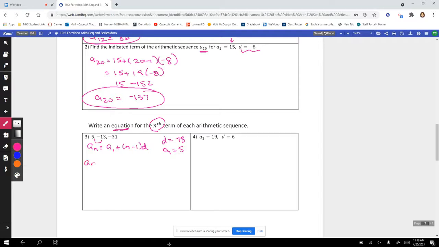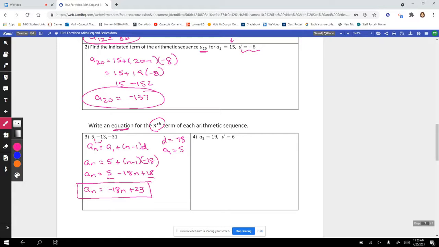So a sub n, because I don't know how many terms, is going to be 5 plus, and then again, I don't know how many terms, n minus 1, quantity times negative 18. All right, so let's see what happens here. I have a sub n is equal to 5 plus, that'll be minus 18n plus 18, right? Because this is actually multiplying. I'm going to combine my 5 and my 18, so my a sub n is equal to negative 18n plus 23. And it almost looks like slope-intercept form, right? It's really the same idea.